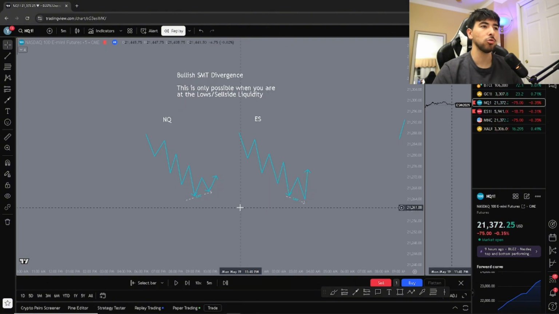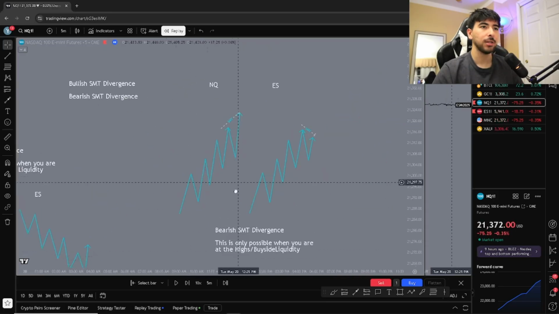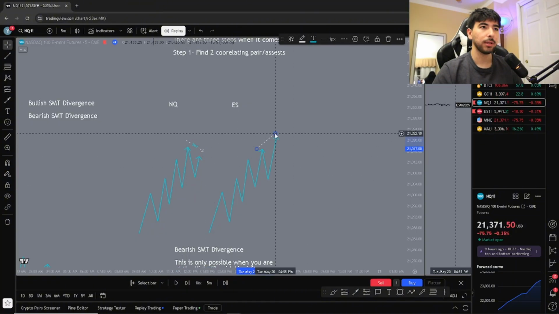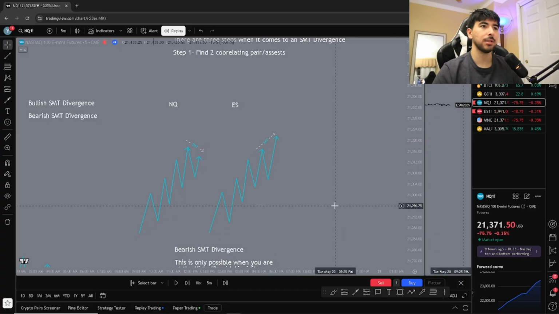So that's a huge misconception, that it doesn't matter which pair takes out the low slash high, all right? So even here on this example, we have NQ taking out the high, but NQ doesn't need to take out the high, ES could take out the high, and we still have a valid SMT divergence. Does that make sense, guys? I hope it does. All right, and right there, template SMT divergence. All right, that is your SMT divergence.